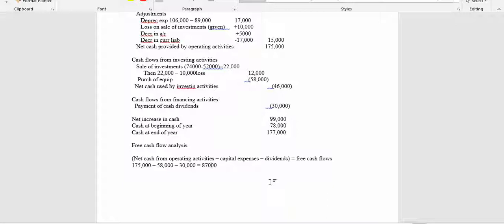Having the proper amount of cash lowers your risk. All right, that's the end of that one.